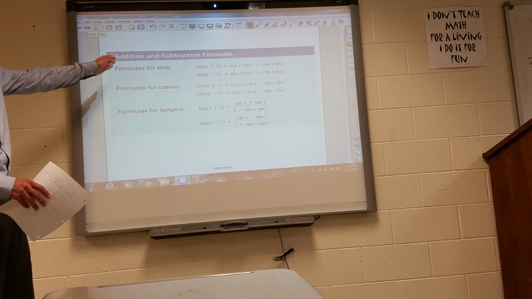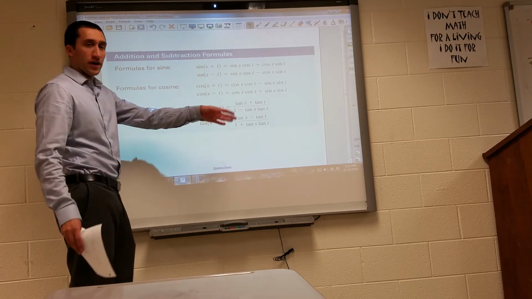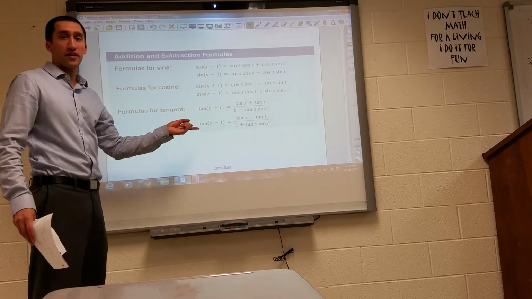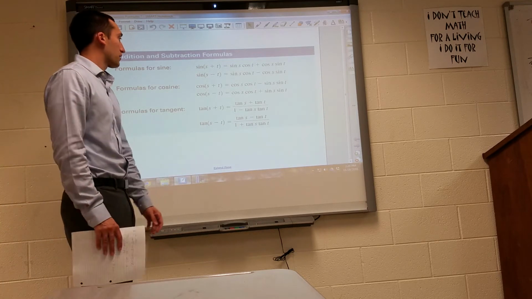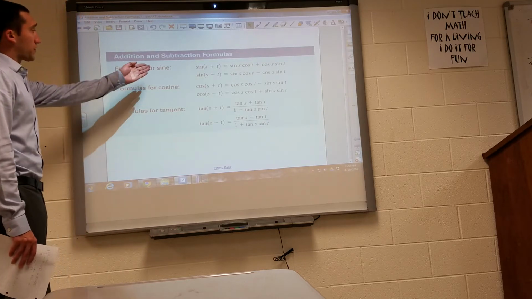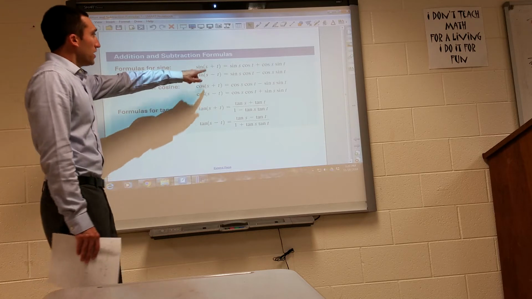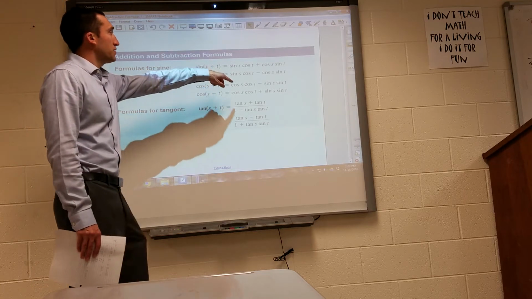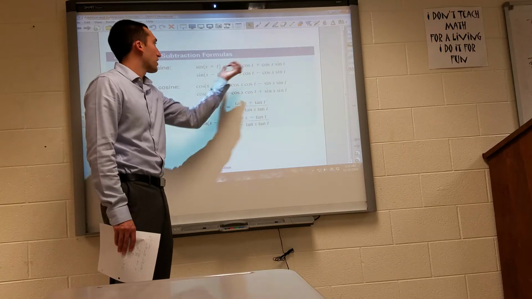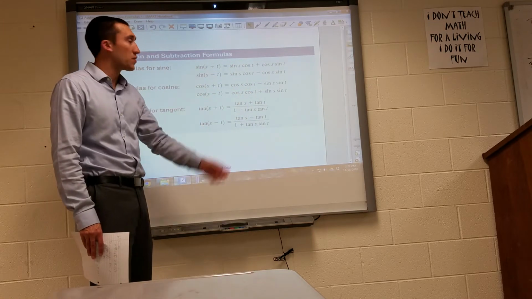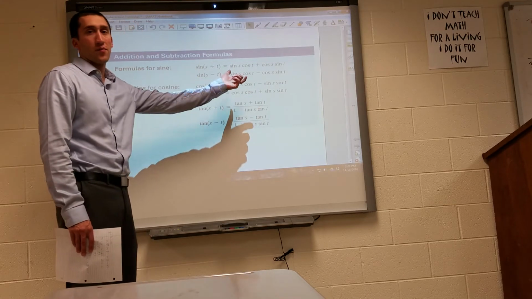So 7.2 are addition and subtraction formulas. If this is blurry, again, the chart is in the PowerPoint, so you can just go ahead and see it nice and clear in the PowerPoint. Basically, it's just giving us our formulas for sine. If we have sine addition, then we do sine s cosine t plus cosine s sine t, whatever our values for s and t may be. Cosine, if it's a plus, it's a minus. That's how I remember it.